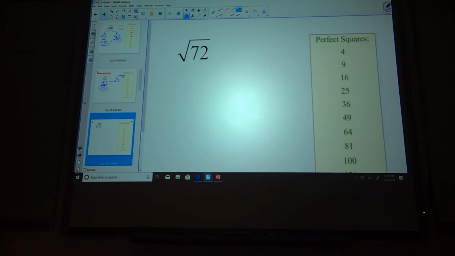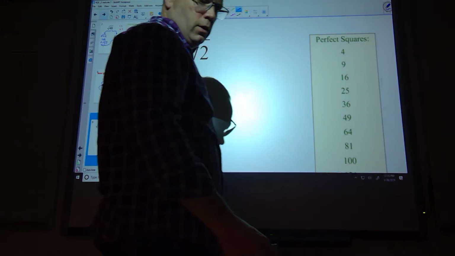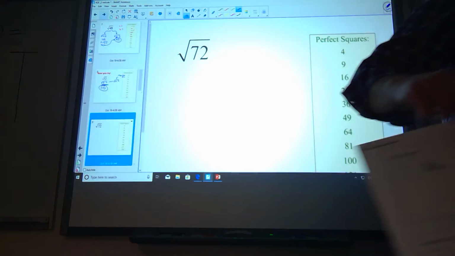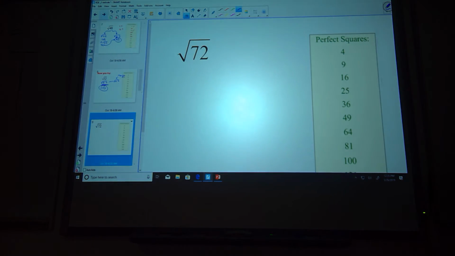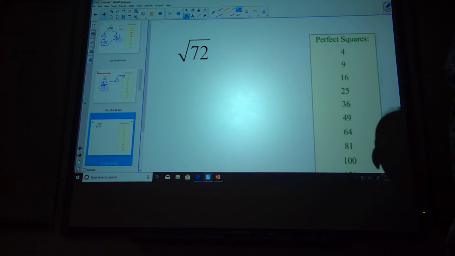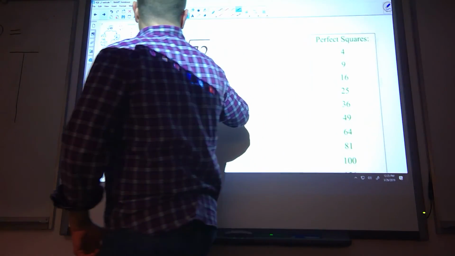Ooh, try that 72. Try and figure out the largest perfect square that's going to work there. Oh, squeeze it in there somewhere. I'm sorry. I don't know where it went. I must have eaten a page. I'm sorry. All right, so let's just try this one.